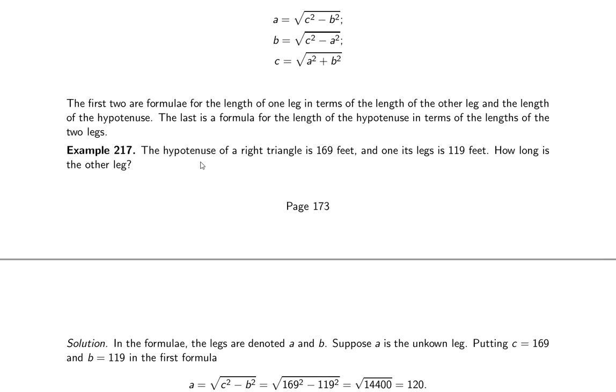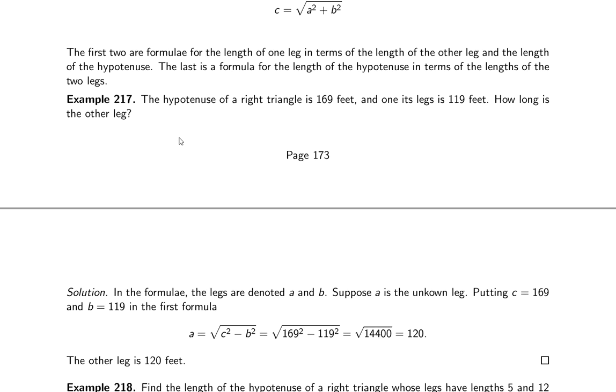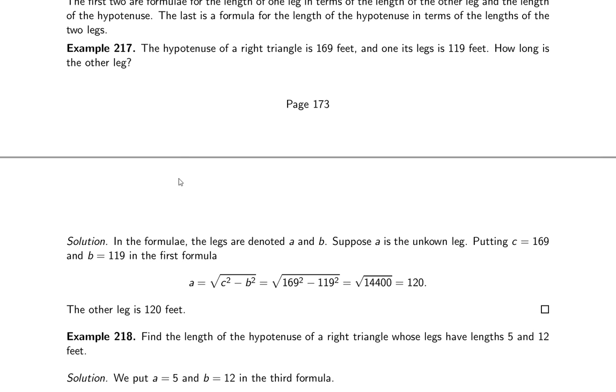So let's do this example. The hypotenuse of a right triangle is 169 feet, and one of its legs is 119 feet. How long is the other leg? All right, so we're using the formula. a and b are switched here, but it doesn't matter. We need the hypotenuse squared minus the leg we know squared, and take the square root to get the other leg.